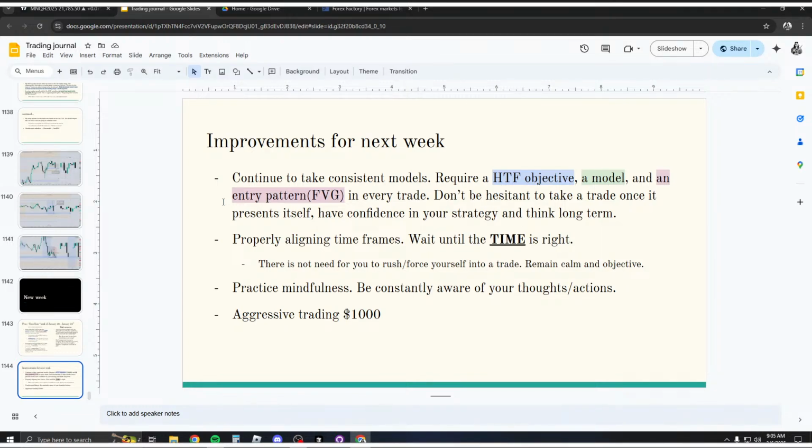Third, practicing mindfulness. Be constantly aware of your thoughts and your actions. Make sure that they are going to benefit you, or benefit the way that you see yourself in the future. And the last thing here is aggressive trading.